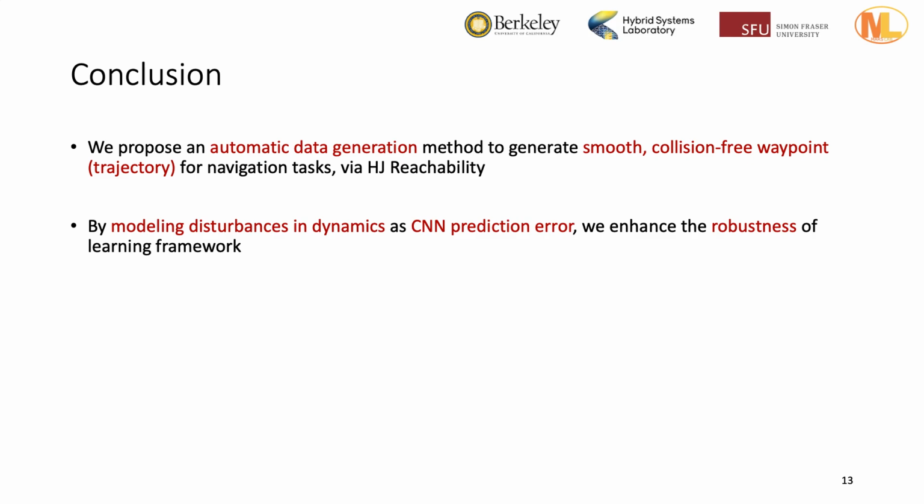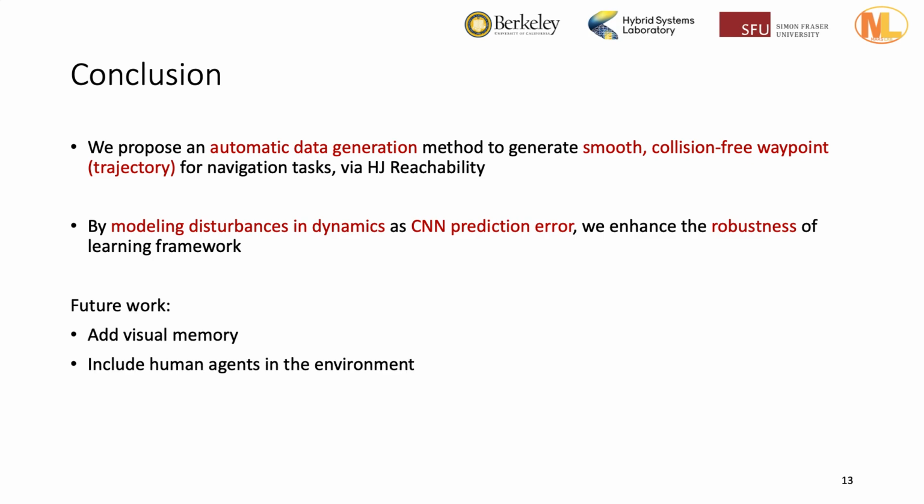In conclusion, we propose an automatic data generation method to generate smooth, collision-free waypoints for navigation tasks via Hamilton-Jacobi reachability. By modeling disturbances in the dynamics the same as the prediction error, we enhance the robustness of the learning framework. Immediate future work includes adding visual memory to the framework and including human agents in the environment.